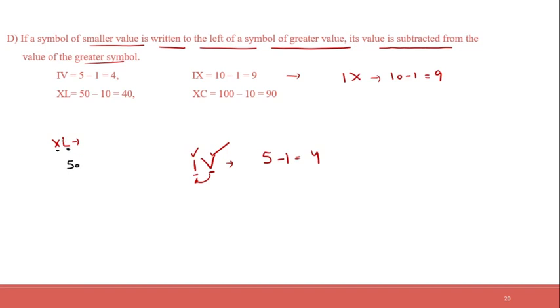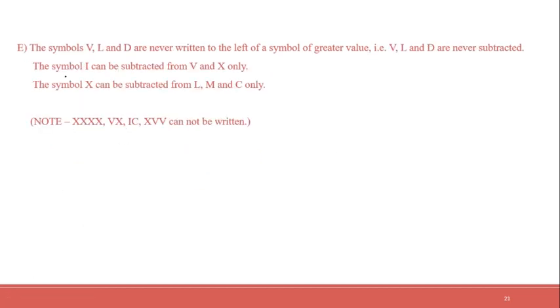Then, we see that 10 is on the left of it. That means we'll subtract 10. That means 50 minus 10. It is written 40 here. See, 50 minus 10, 40. Now this, X and C. This C stands for 100. This X stands for 10. The larger number is this, so we'll first consider this. Now we see that this 10 is written on the left of C. That means 100 minus 10, 90. Got it? I hope this concept is very clear now. Let's move to the next one.